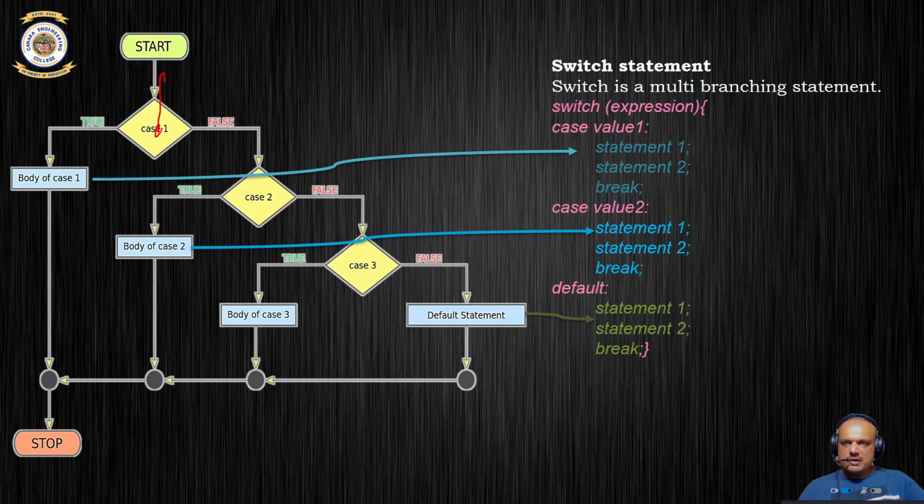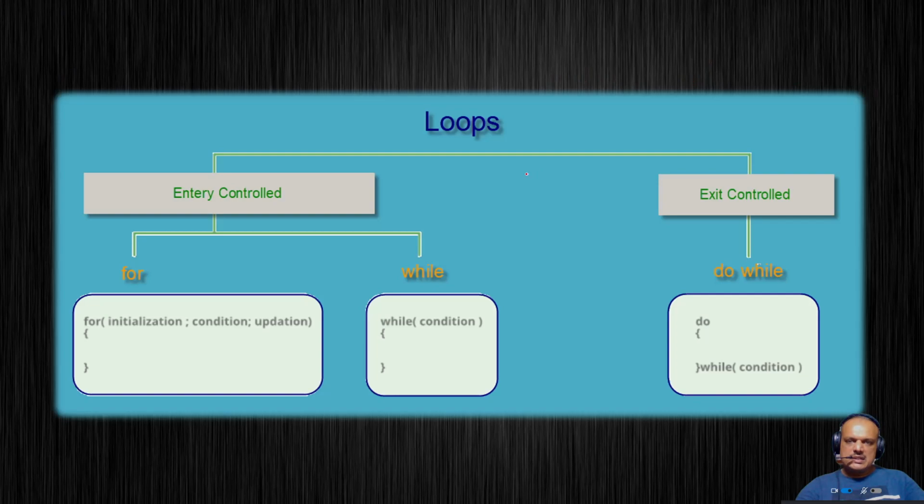So first you check for case 1. If case 1 is true, execute this. If it is false, check for case 2. If that is true, execute this. If not, check for case 3. If that is true, execute this. If none of these cases are true, then you execute the default block and continue with the regular flow of the expression. So that's how a switch statement works. It's basically just like if else if, a multiple branching statement.